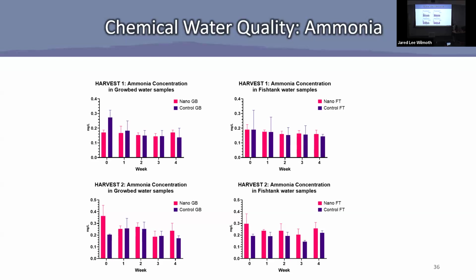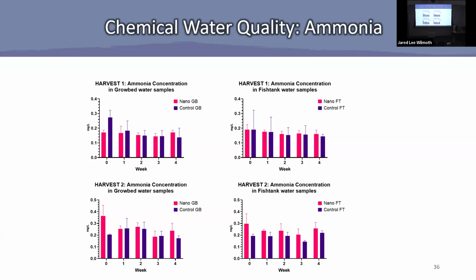And so in terms of ammonia, this is what the fish are producing. It would indicate if the fish are stressed or not eating well, that would correlate to how much ammonia is being produced. Here, this is by week, so it's a 4-week harvest cycle. Here you see nano starts out a little bit lower than the control, but as the weeks go on, there's an overlap here, so they become pretty similar in the grow beds.